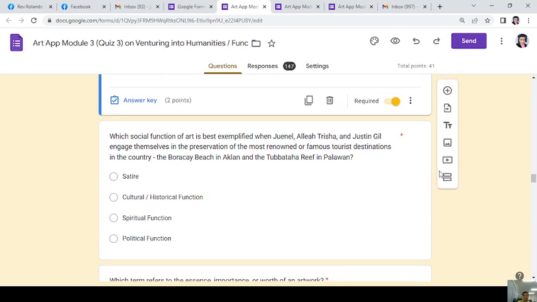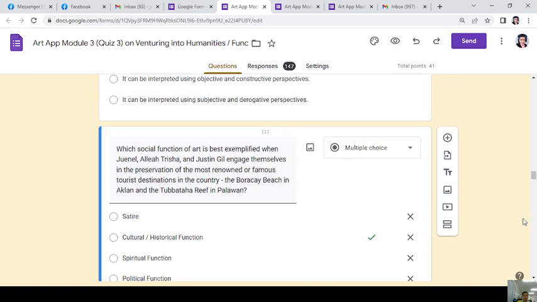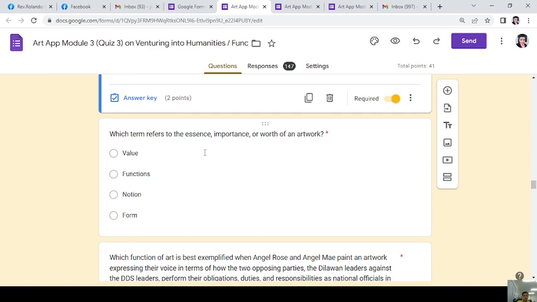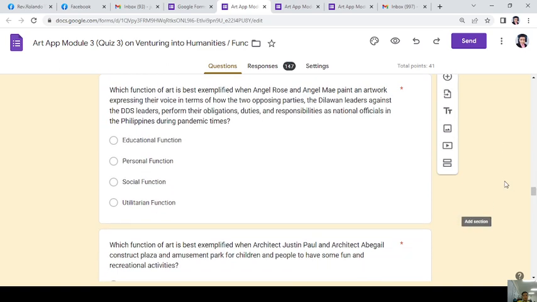Next, which social function of art is best exemplified when Junelle, Alea Trecia, and Justin Hill engage themselves in the preservation of the most renowned or famous tourist destinations in the country, the Boracay Beach in Aklan and the Tubataha Reef in Palawan? Perfect. That is cultural historical function. Next, which term refers to the essence, importance, or worth of an artwork? That is value. Perfect.